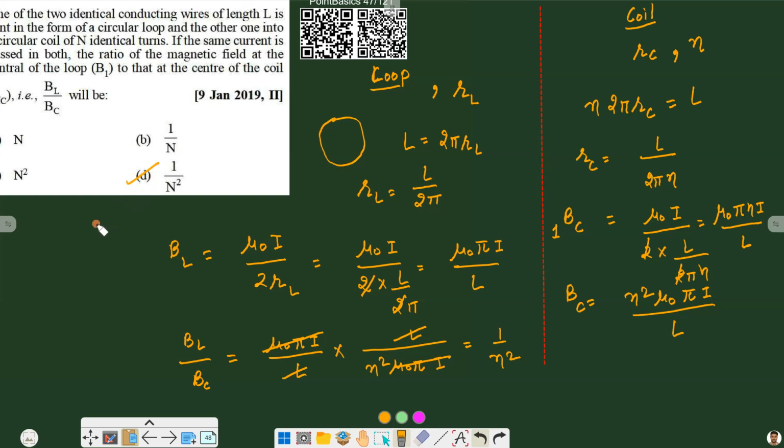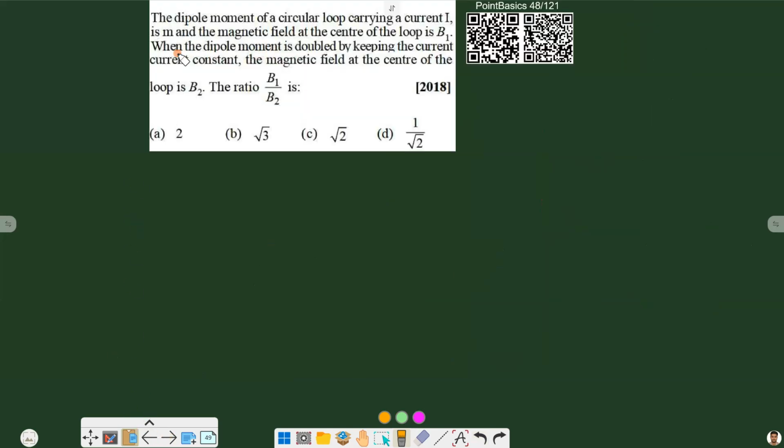Now let's move to the next one. The dipole moment of a circular loop carrying current I is M, and the magnetic field at the center of the loop is B1. When the dipole moment is doubled by keeping the current constant, the magnetic field at the center of the loop is B2. Then find the ratio of B1 and B2.